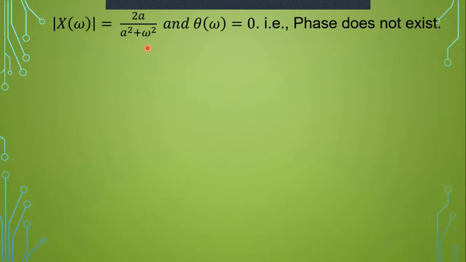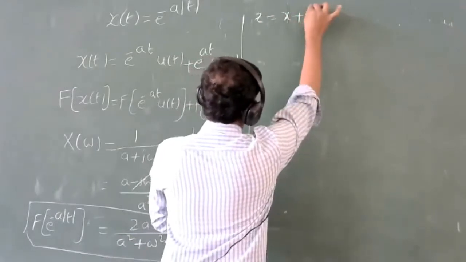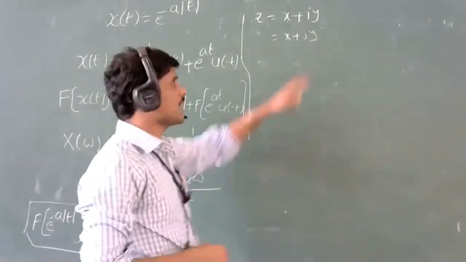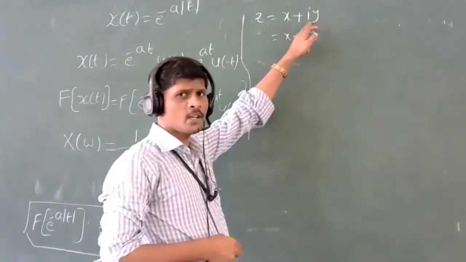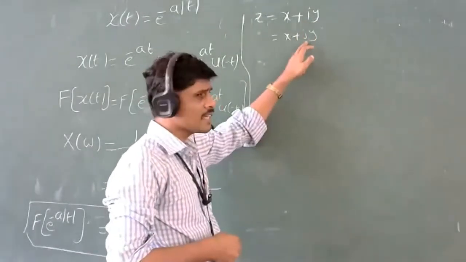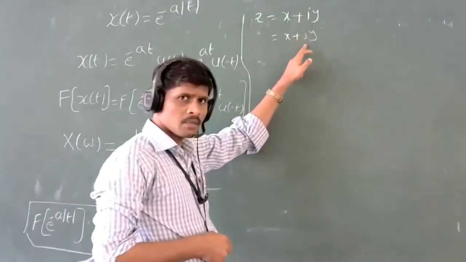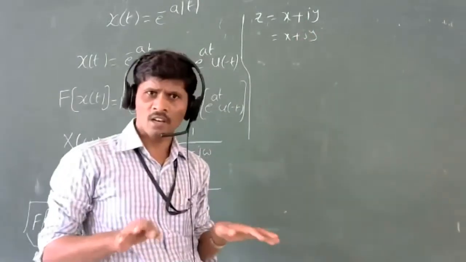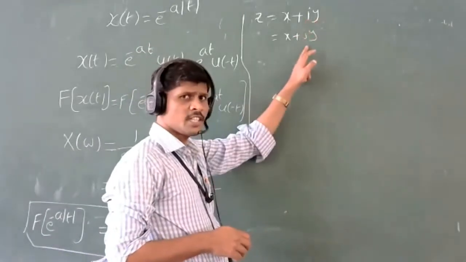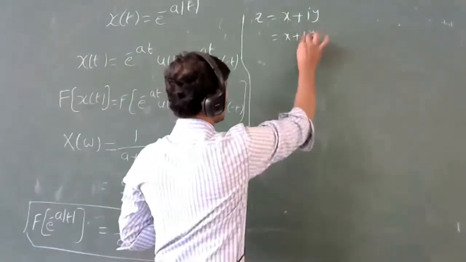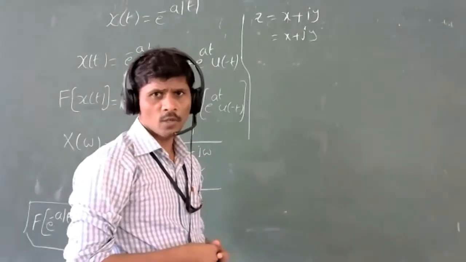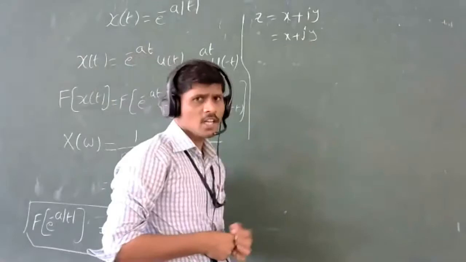The rectangular form is x plus iy or x plus jy. i is the mathematical notation. Mathematically, we use the i notation. In engineering, we use the j notation. Both have the same meaning. i and j are the complex numbers. In mathematics, we use i notation; in engineering, we use j notation. Z is equal to x plus iy or z is equal to x plus jy. So this is the rectangular form.